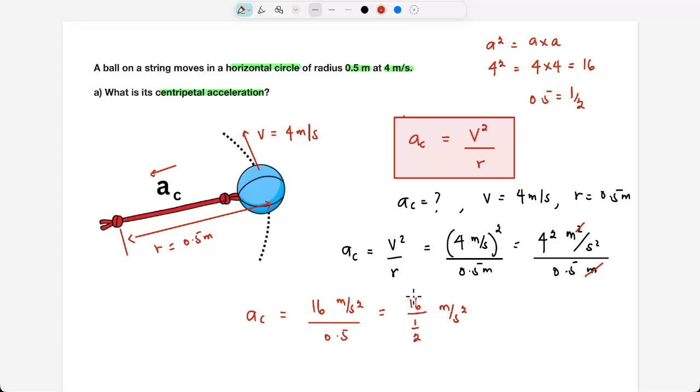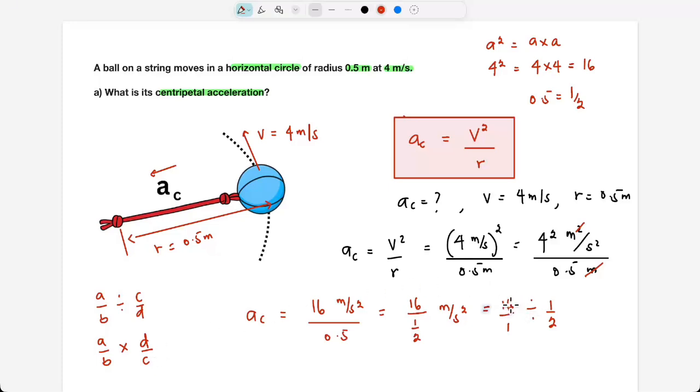All right. So now we can see we have 16 divided by 1/2, that we can write as 16 over 1, divided by 1/2. When you have two fractions dividing, say a over b divided by c over d, what we do is we keep a over b, and then we change the division sign to a multiplication sign, and then we flip the second fraction. So this d comes to the numerator and c comes to the denominator.